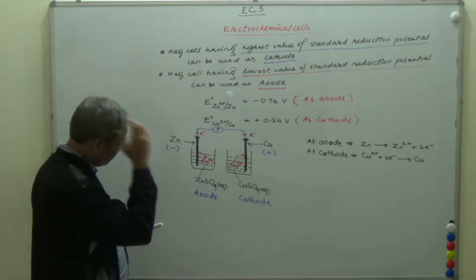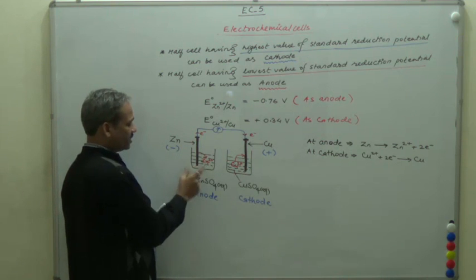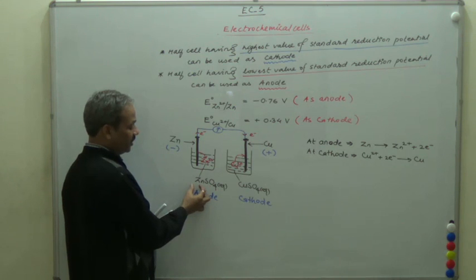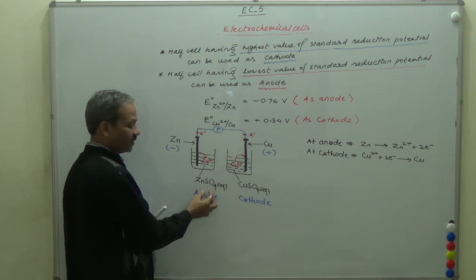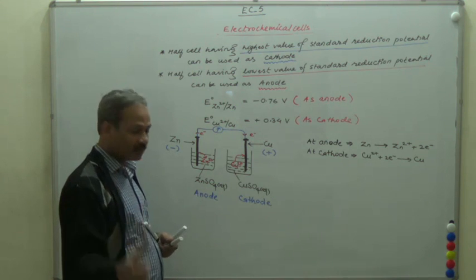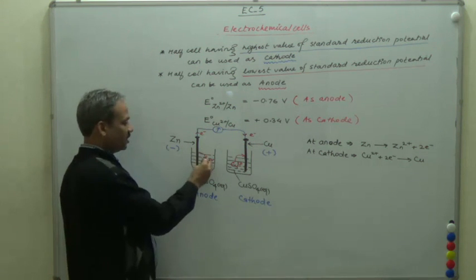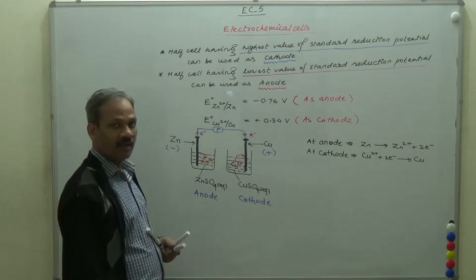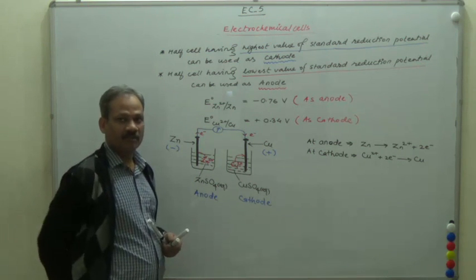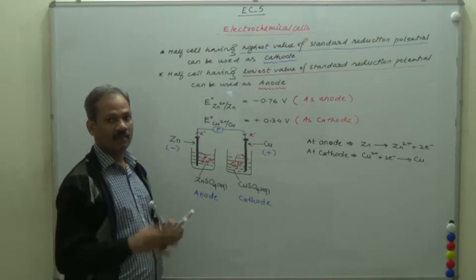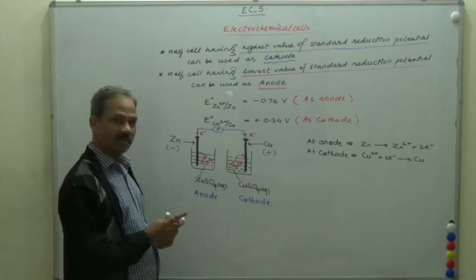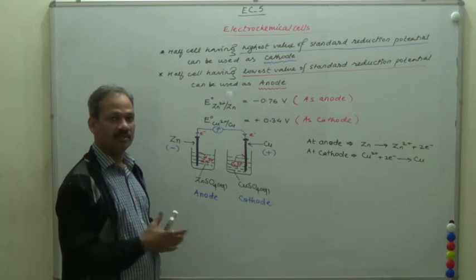Now, before the oxidation process at anode, the solution was electrically neutral because it was made up of equal moles of zinc ion and sulfate ion, equal positive charge and equal negative charge. After some time, as soon as some zinc ions are produced in this half cell, the solution will become positively charged. So no more zinc ion will be allowed into the solution because of the repulsion between the positively charged solution and the zinc ion coming to this solution. This is called liquid junction potential.